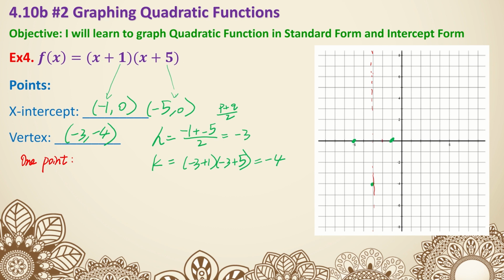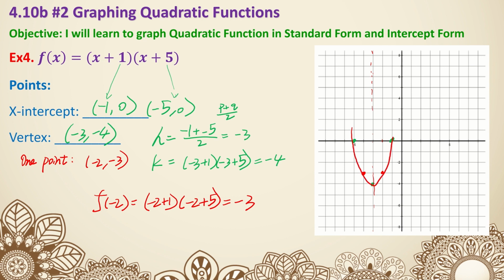We can either do f of negative 2 or f of negative 4. Negative 2 plus 1 is a negative 1. Negative 2 plus 5, that is a 3. So it's a negative 3. We have negative 2, negative 3 as an extra point. Reflection to the other side, now we have the fifth point. And then we have our vertex. That is our parabola from intercept form.